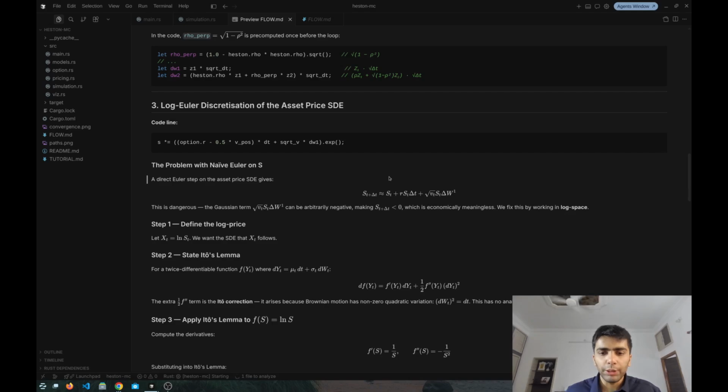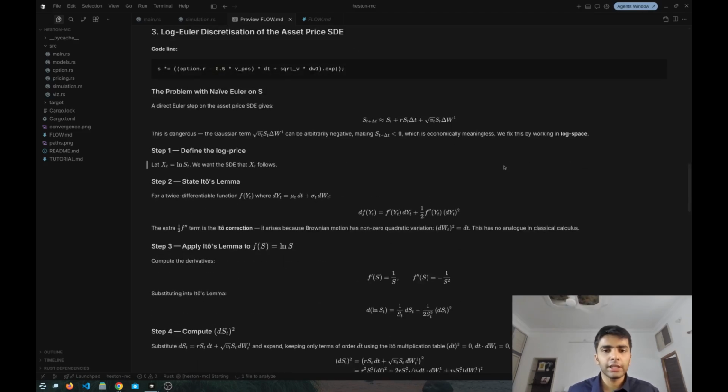So what we do is, instead of dealing in this space, we deal in log space. There are two main advantages of dealing in log space. One is that our calculations become easier, because in log space we can often convert multiplicative dynamics into additive dynamics. The second advantage is that after exponentiating, the values can never be negative. It can be closer to 0, but it can never be less than 0. So for that reason, we convert asset pricing to log space.